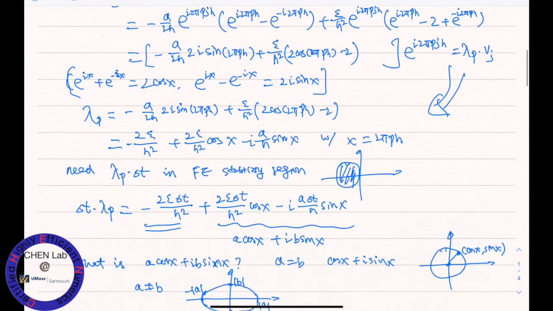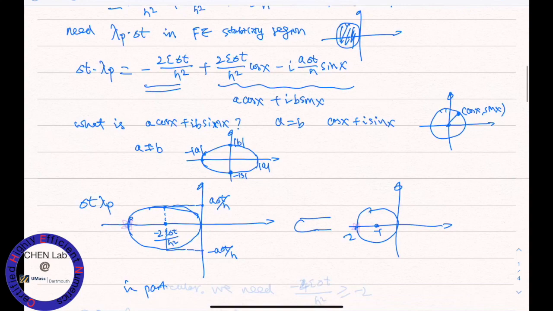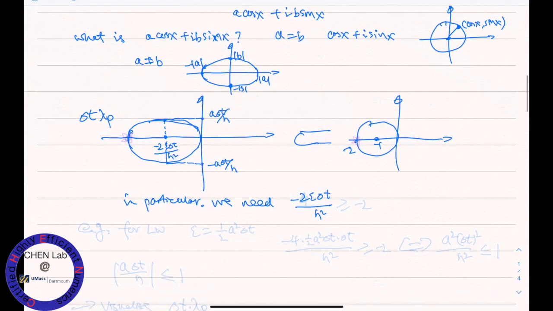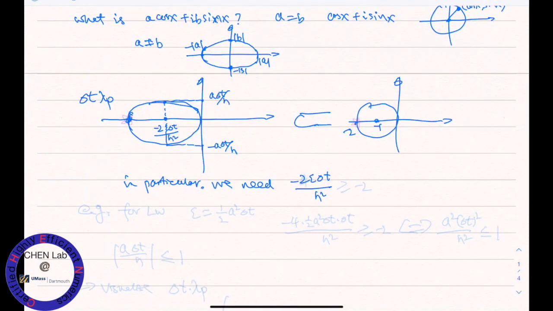In particular, we need that negative 2 epsilon delta t over h squared. That's the center of that ellipse. You move to this point, this would be negative 4, right? Negative 4. This should be larger than or equal to negative 2. Okay? We are saying this point should not be to the left of negative 2. Otherwise, the left end of the ellipse will be outside of the forward Euler stability region.